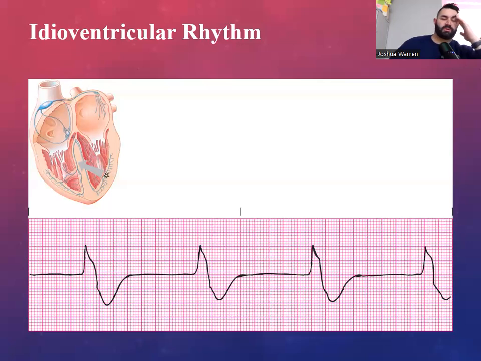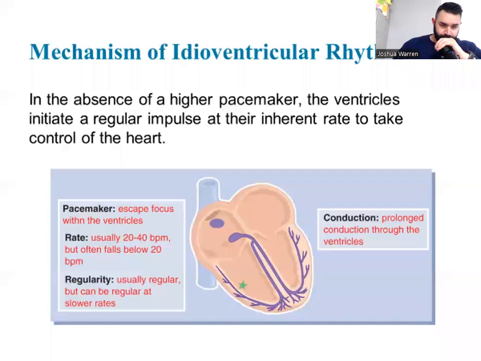So what do we also notice? It's regular. You know, it's slow, like Christmas, but it's on time. It's slow. It's regular. It's missing P's. It's wide. It's juicy. It's got an inverted T. That's the station.